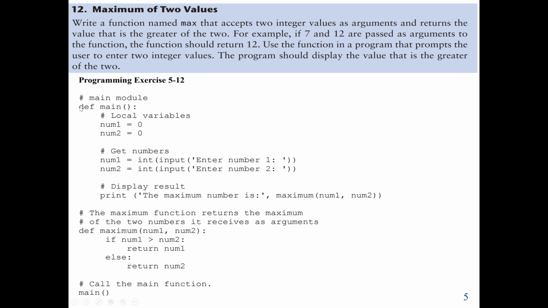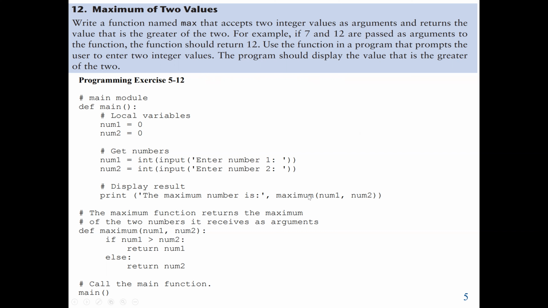So we are going to enter the inputs for those 2 variables. Again, we have our main function, def main. We have the colon. We declare 2 variables, num1 and num2. We initialize them to 0. Then we ask the user to enter the 2 numbers. Enter num1, then enter num2. Then we can display the result here. The maximum number is, and we call the function maximum with the 2 arguments num1 and num2.